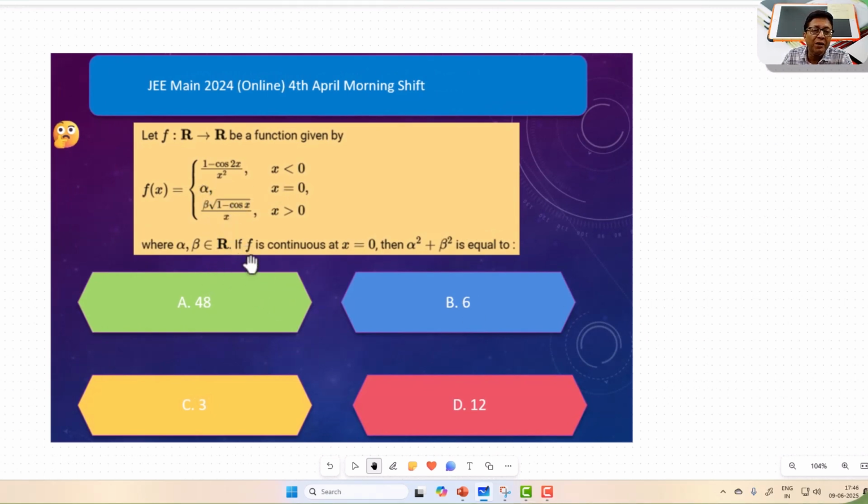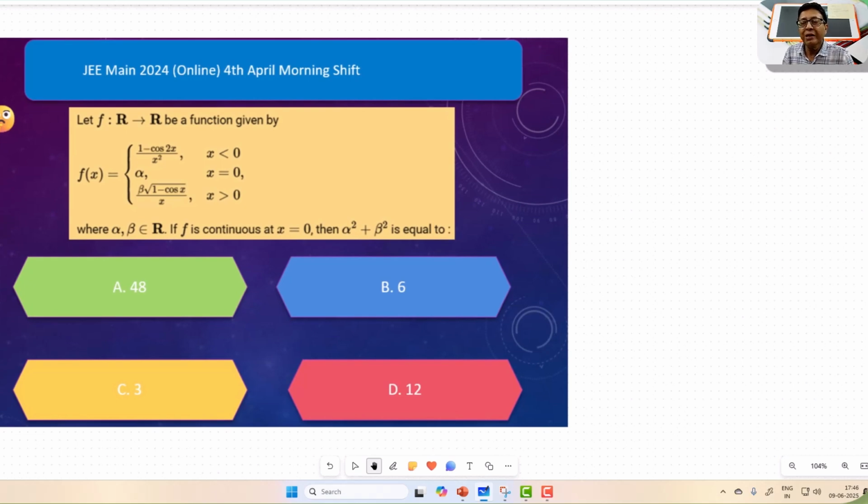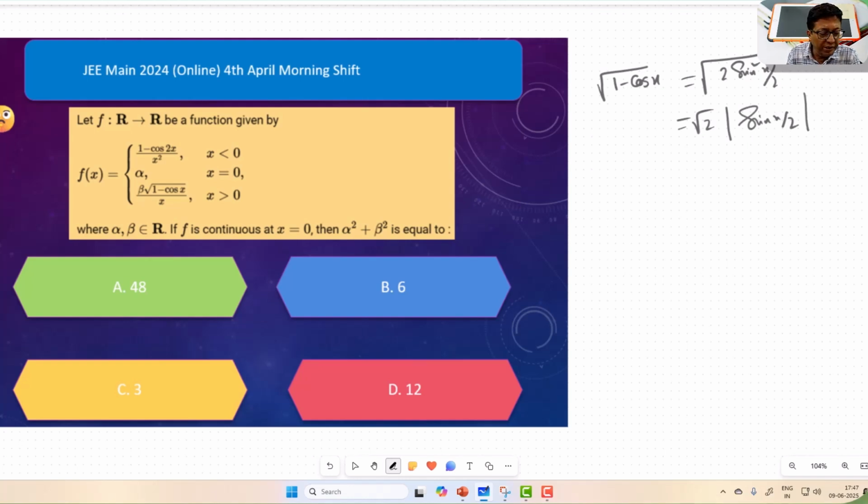Alpha, beta belong to R. The function is from R to R. But you need to check whether this limit exists or not. Yes, it of course exists, because when you calculate under root 1 minus cos x, it is going to be 2 sin square x by 2, which gives root 2 multiplied by mod sin x by 2.